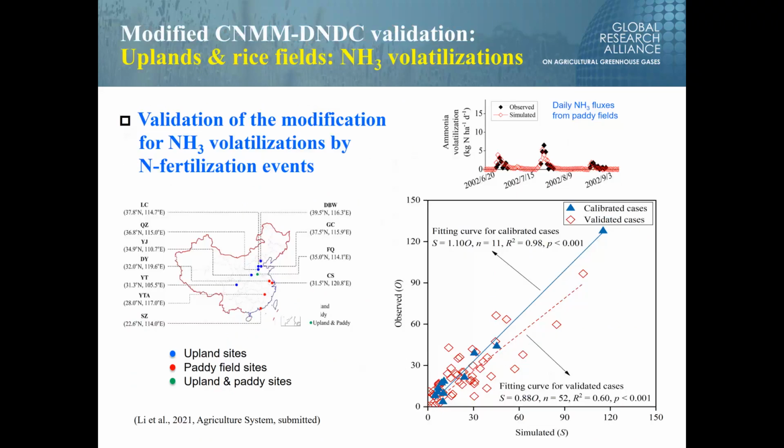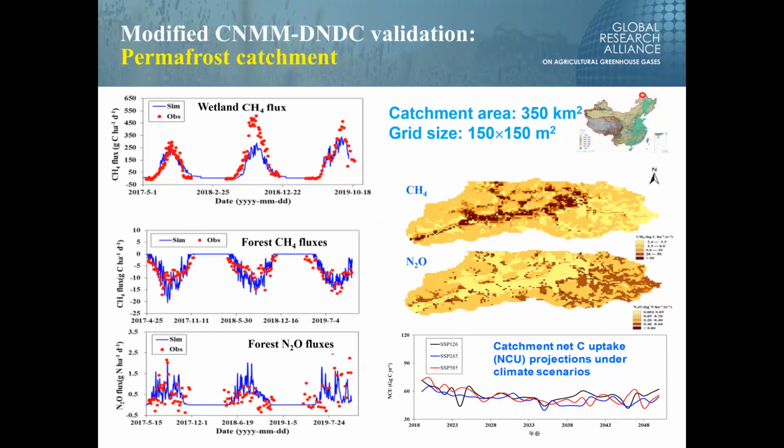And this is the improved validation of ammonia volatilization from upland and rice fields. And this slide shows the validation in a permafrost catchment with 3-year continuous field measurement of methane fluxes and nitrous oxide fluxes, and this is the simulation of the whole catchment.